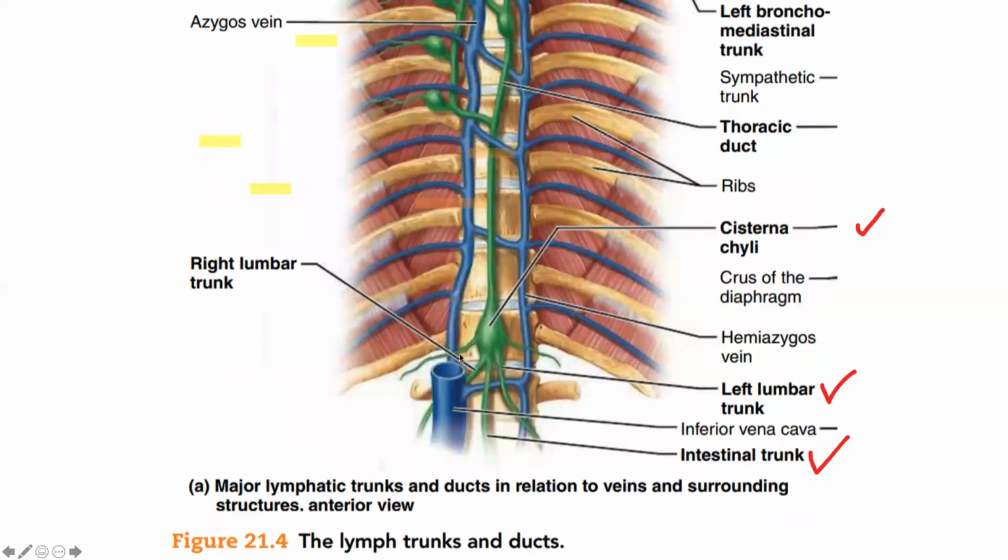So now you can appreciate the cisterna chyli, which is the combination of the right lumbar trunk, left lumbar trunk, and the intestinal trunk. At the beginning of the thoracic duct, it is large, and therefore the name cisterna chyli, and that will continue as the thoracic duct. And you can see the azygous vein here.